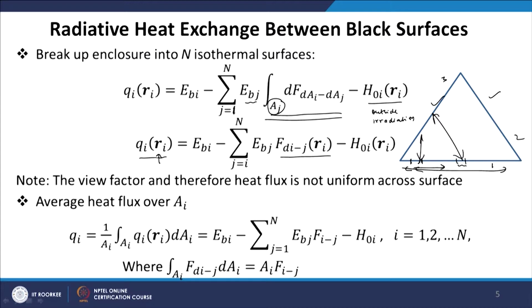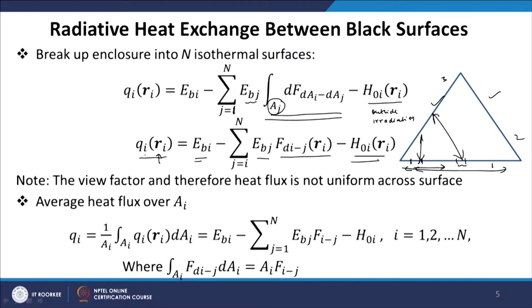That is why we have put that the heat flux on surface i at a location r_i is going to be different at different locations. It is equal to the emissive power of the surface i, because the temperature is uniform, it does not depend on r, minus the summation over all the surfaces of E_bj times the view factor F_dij from all the surfaces to that small element dA_i. So, F_dij is the view factor between small element dA_i and all the surfaces of the enclosure, and this is going to change with r_i, minus the irradiation from outside.